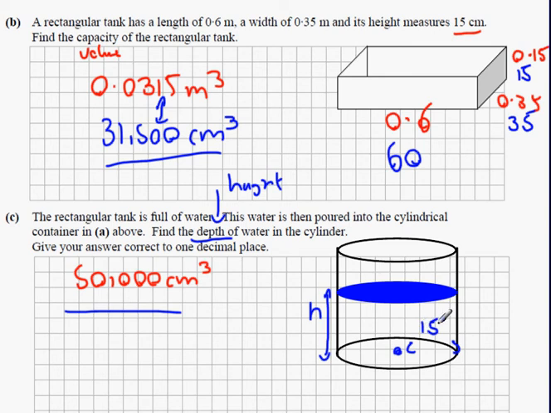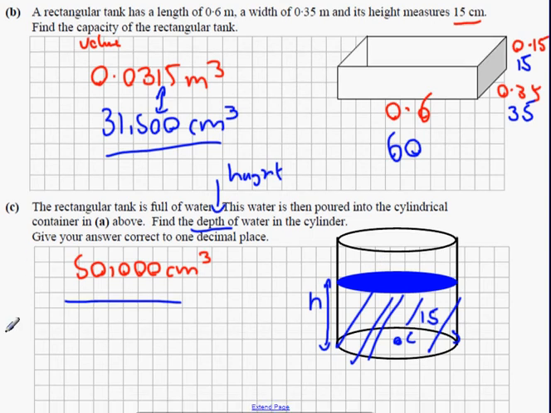Find the depth of the water in a cylinder, correct to 1 decimal place. We have a cylinder of water. What is the volume of this water we poured in? Same volume from B. Exactly. It's the same value from B. Pi r squared h, but it's in the shape of a cylinder, right? And its value is going to be 31,500. Why did I not use the 0.0315 metres cubed? Same value, but our height is in 15 centimetres, okay? We could have converted that to metres and used the same thing. You get the same answer, okay?